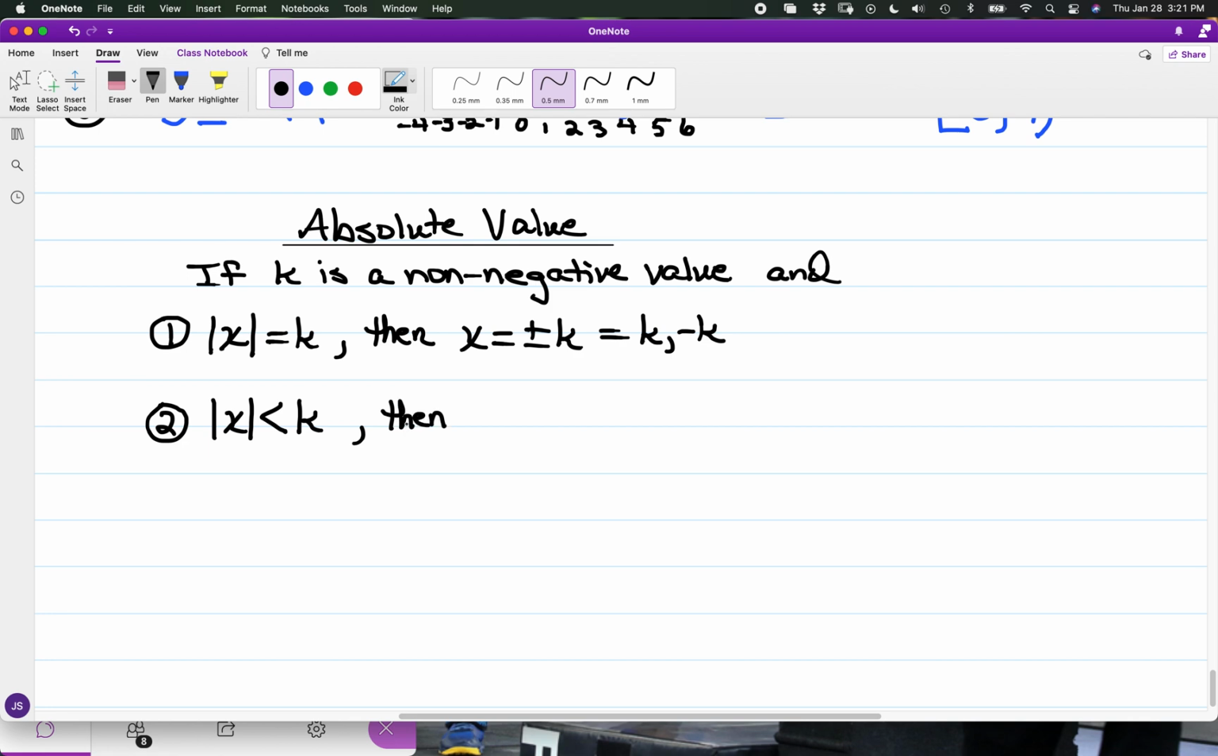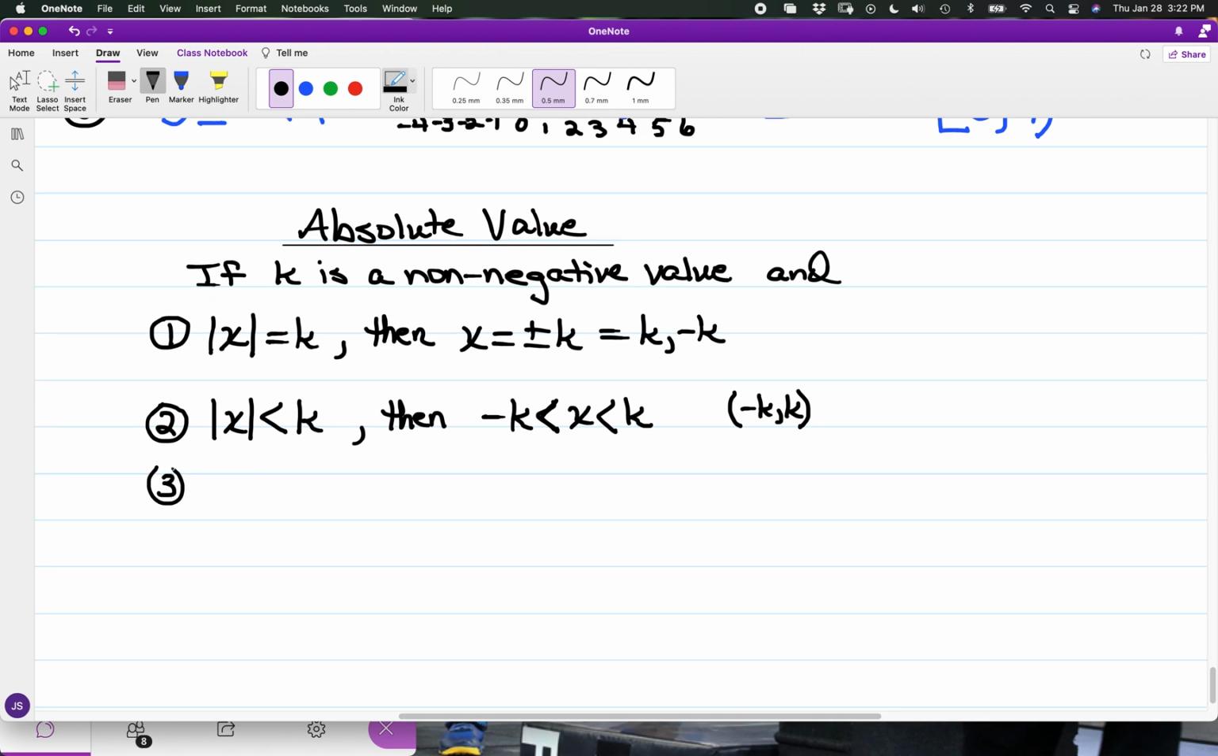Okay, so you have, again, by definition, absolute value is the distance away from 0. And if the distance is less than k number of units from 0, then your values of x will be between negative and positive k, such that negative k is less than x is less than k, and your interval notation would be like parentheses around the negative and positive k.